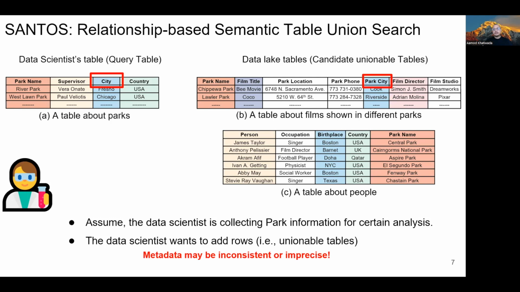Note that we show the metadata like column headers for understanding purposes, but they are generally inconsistent and imprecise in real scenarios. For example, we have city as a column header in table A, but park city in table B, although both describe the city where the parks are located.